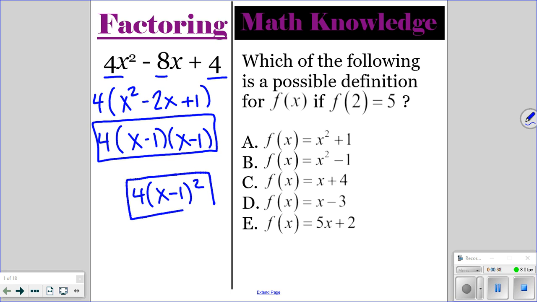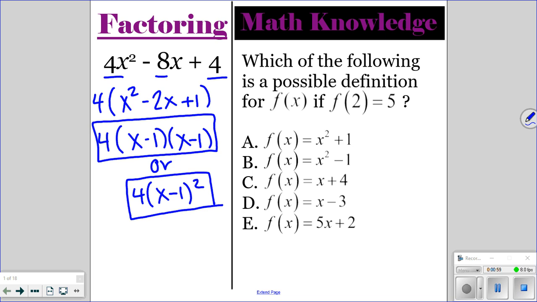So if you had done remove, replace, reduce on this one, then you would have just ended up with the x minus 1 squared or the x minus 1 times x minus 1. You wouldn't have had the 4 on the outside. So you've got to be careful whenever you're doing remove, replace, reduce that you have factored out your greatest common factor before starting that. Okay?